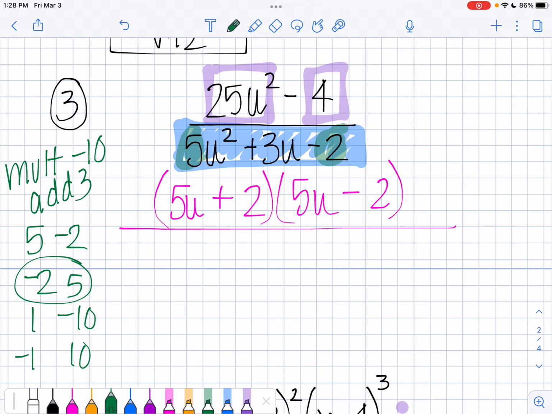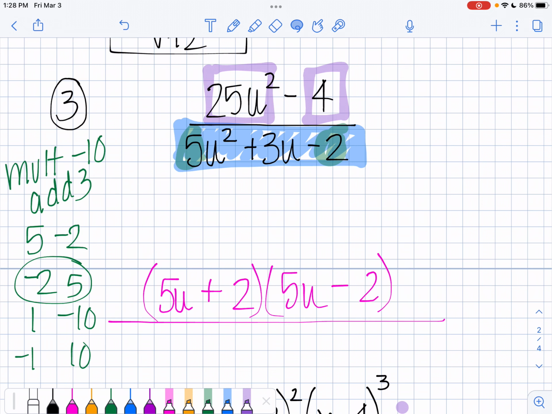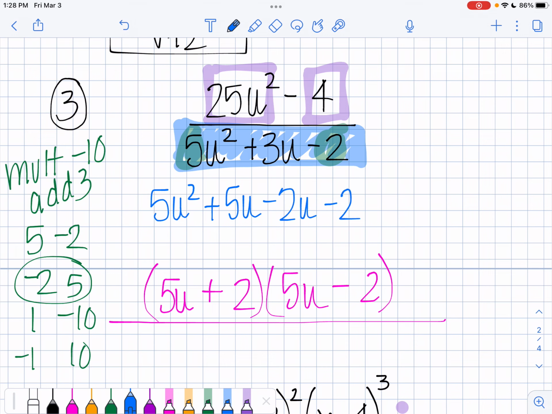So, to factor, I'm going to move this down here and give me room to factor. And let me move it up a little bit more so I have space to finalize stuff. Okay, so negative 2 and 5. I'm going to write this out like this. I have 5u squared plus 5u minus 2u minus 2.